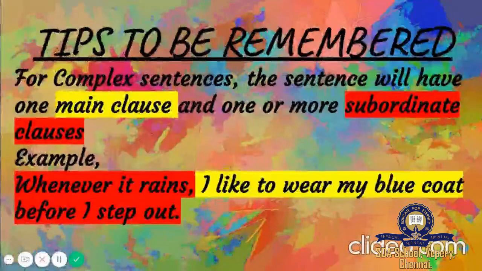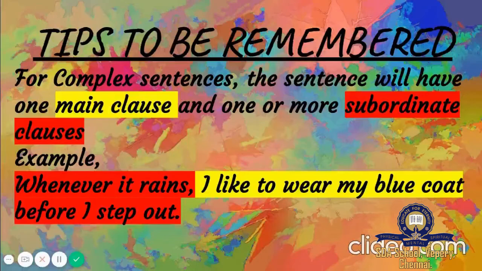Then a complex sentence will have one main clause and one or more subordinate clauses. See this example: whenever it rains, I like to wear my blue coat before I step out. Here, I like to wear my blue coat is the main clause. It is highlighted in yellow. It has two subordinate clauses: whenever it rains, and before I step out. These two clauses are subordinate clauses.